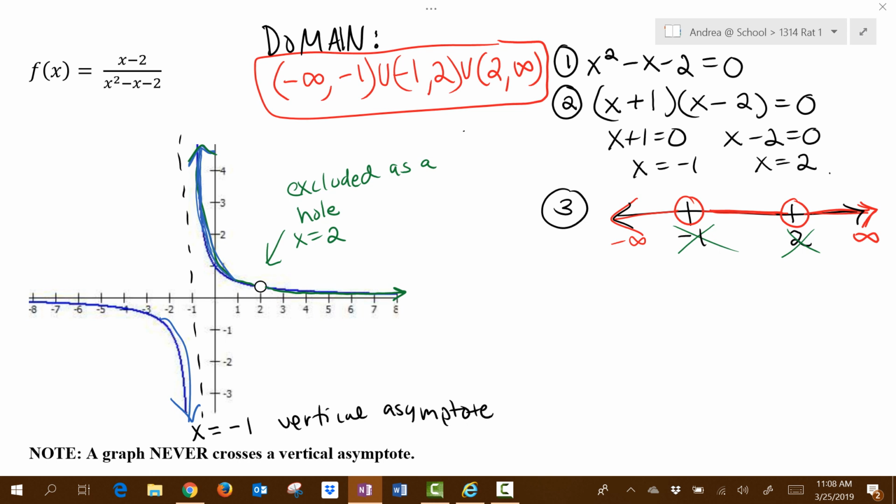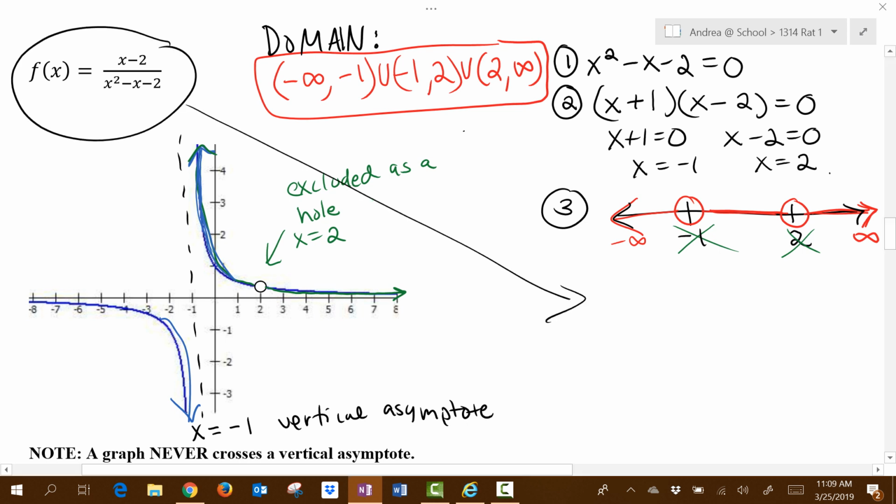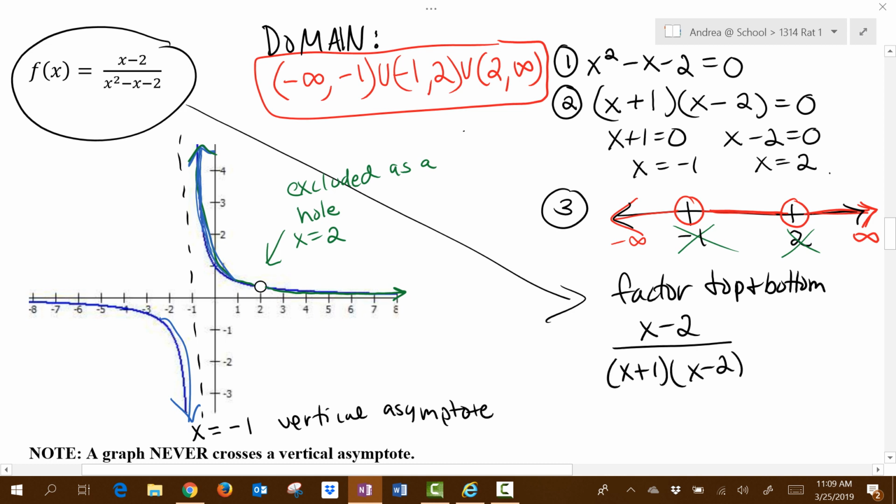How do we determine the difference? To determine the difference, we go back up to the original function and we factor top and bottom. So we have x minus 2, that's already factored as much as possible. The denominator will factor as x plus 1 times x minus 2. And now we want to cancel if possible. So we are going to reduce this fraction. Notice that x minus 2 and x minus 2 cancel. We're left with a 1 at the top of the fraction.